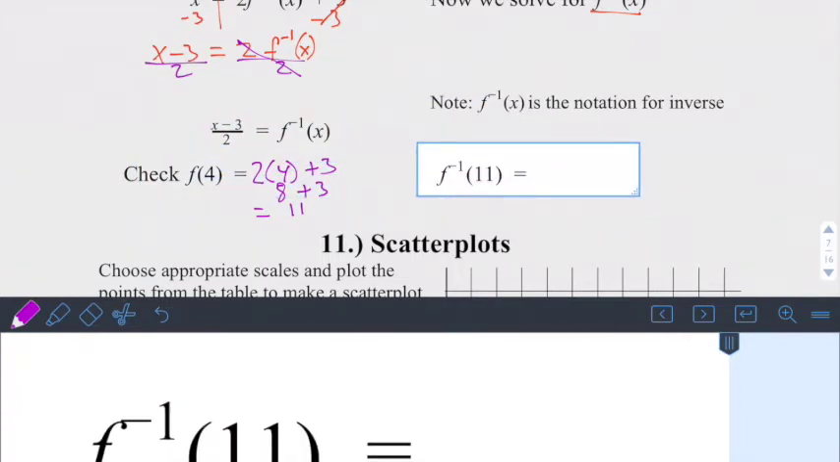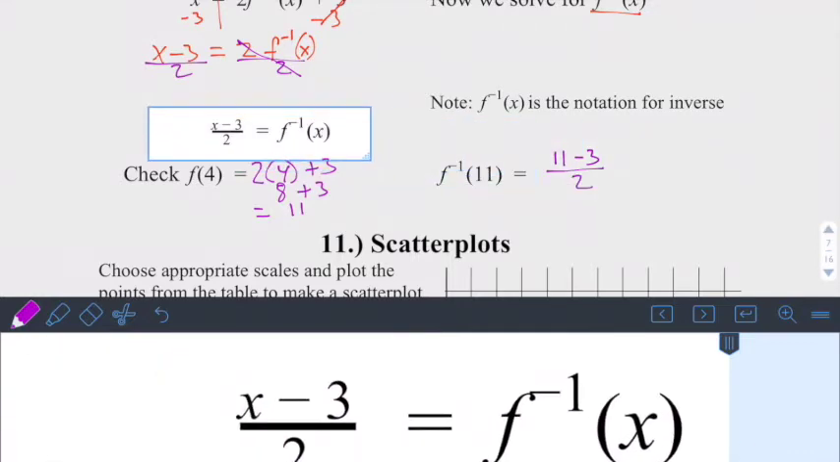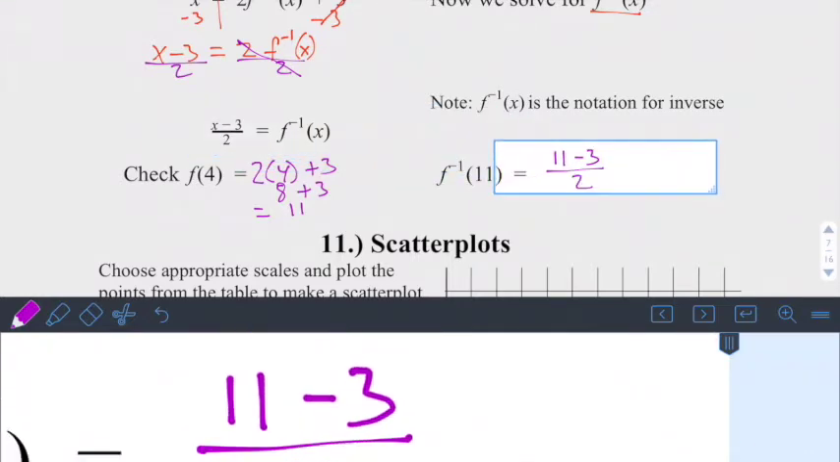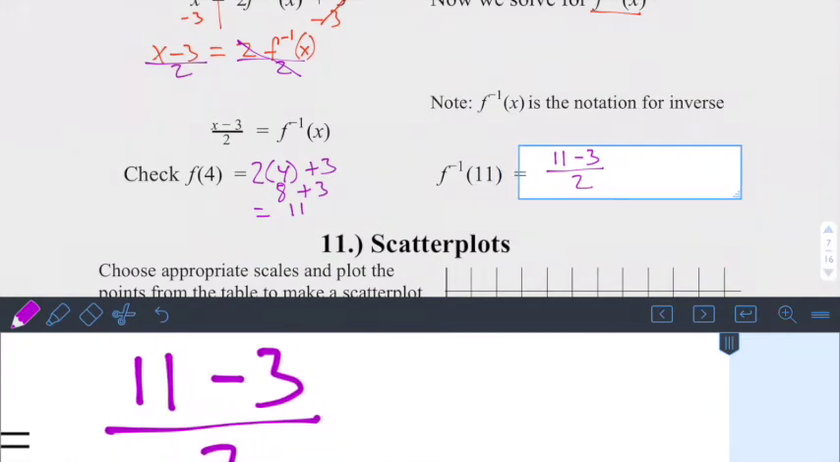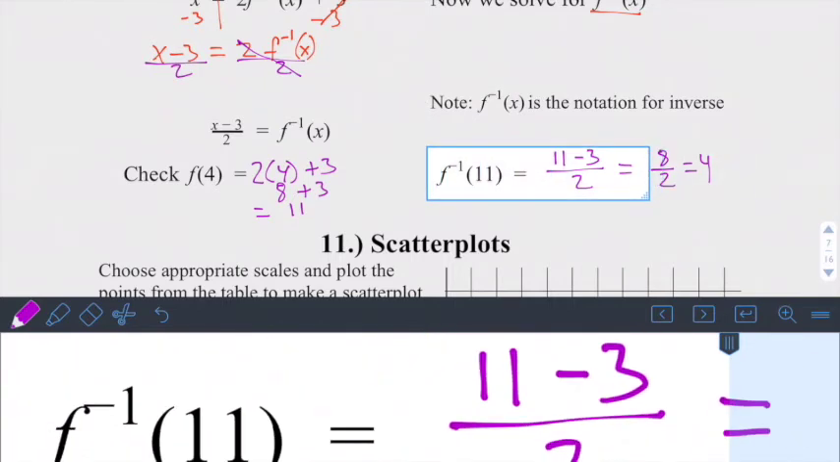So if we plug 11 into our inverse function right here, we say 11 minus 3 divided by 2. So 11 minus 3 is 8. 8 divided by 2 is 4. See how my inputs and outputs are swapped? Kind of a cool thing.